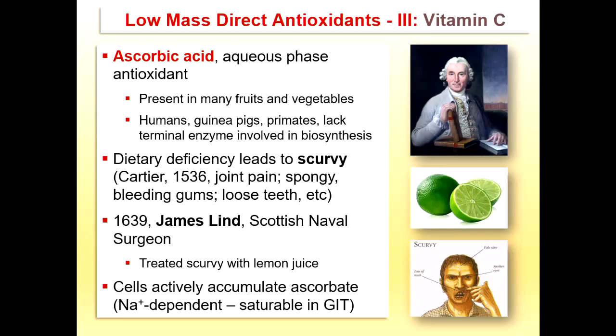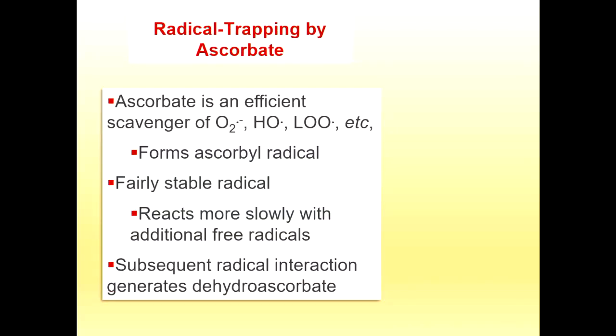Okay, so what's going on here? Well, ascorbate is not made in primates, and so we need a dietary source of this substance, and it gets accumulated via our GI tract via a sodium-dependent transporter, and it's actually saturable, so there's probably not a lot of point in consuming high doses of vitamin C, because it won't get out of your gut because this process is saturable. Okay, so why is it important as a radical trapper?